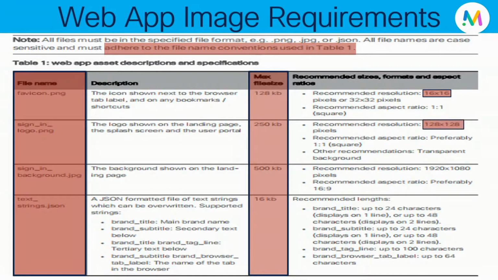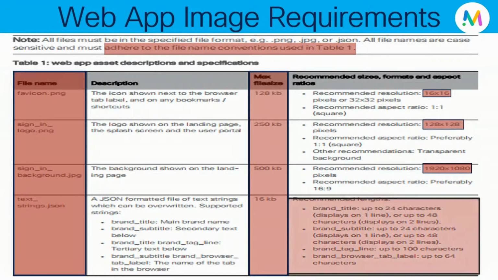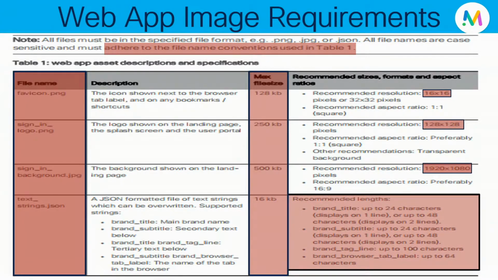The sign-in logo has to be 128 by 128 pixels, and the sign-in background has to be 1920 by 1080 pixels. The recommended aspect ratio is preferably 16:9. Also, for the text strings JSON, you can have different tokens in that JSON that have to be strictly adhered to. For instance, the brand underscore title can have up to 24 characters on the first display line, or up to 48 characters over 2 lines.